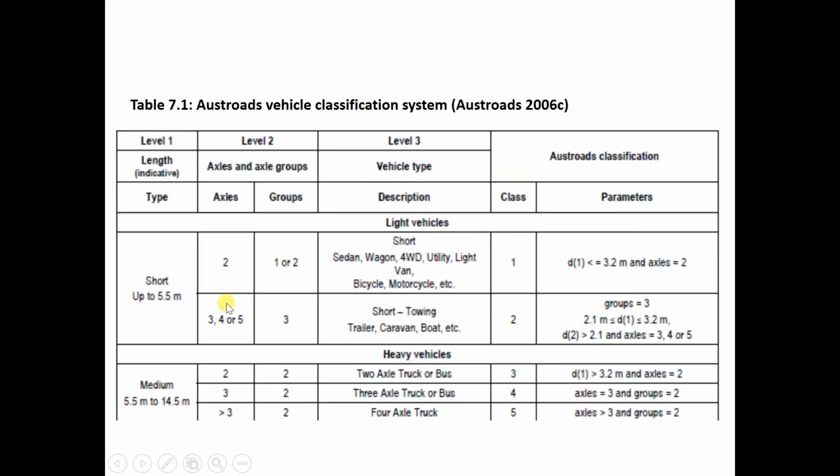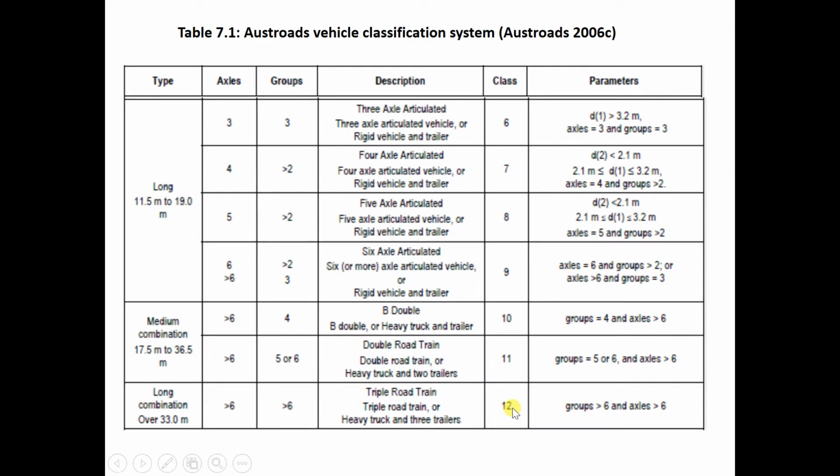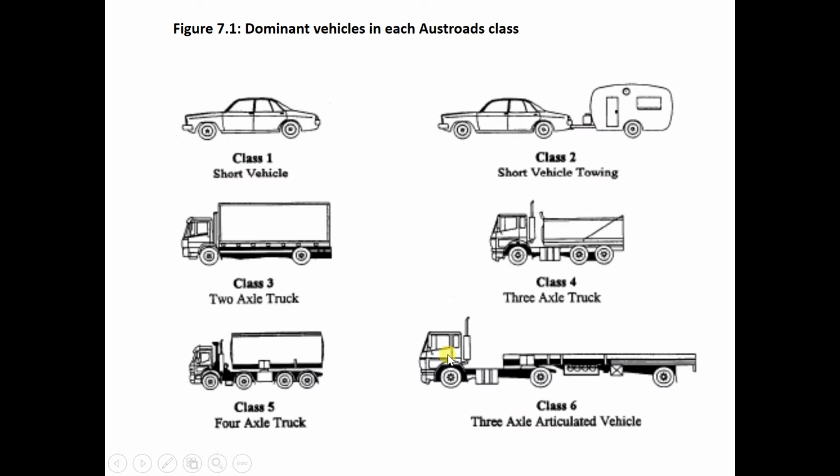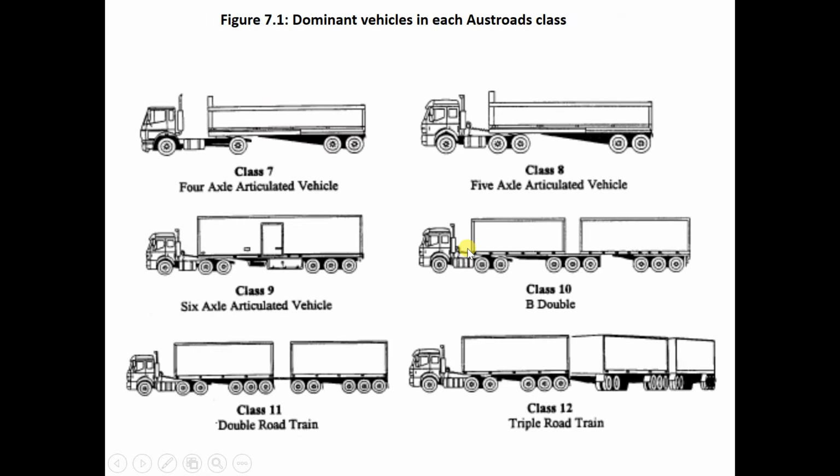You can see that heavy vehicles, medium, so this one has axle 2 or 3. From class 3, 4, 5, while class 1 and 2 are just considered light vehicles. Heavy vehicles are 3, 4, 5 onwards. Okay, so from this one onward, 3, 4, 5, 6 until the end, 12, these are the heavy vehicles.